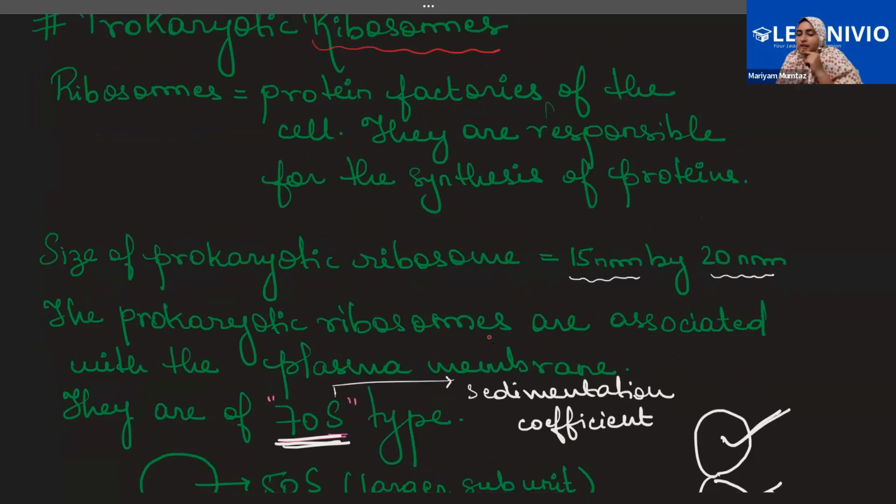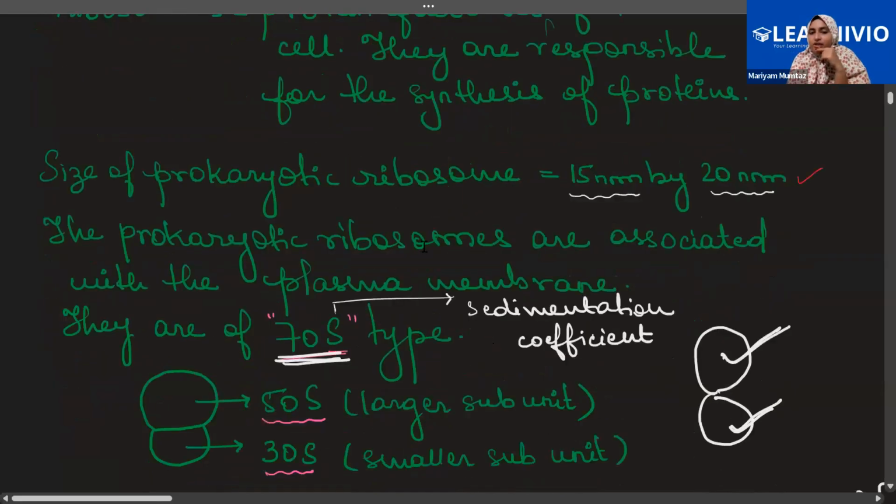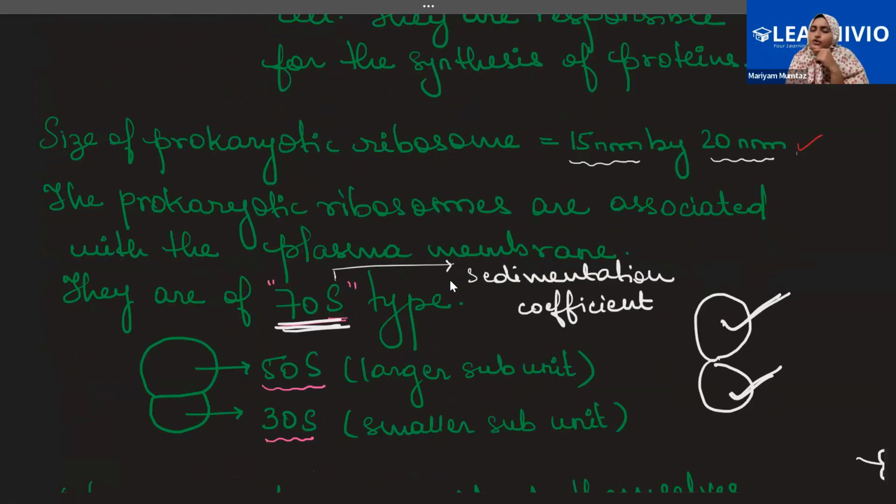The dimension is 15 nanometer by 20 nanometer. The prokaryotic ribosomes are associated with the plasma membrane. Mostly in the case of prokaryotes, since they do not have a nuclear membrane, all of their structures are just lying in the cytoplasm only. So ribosomes also lie in the cytoplasm.